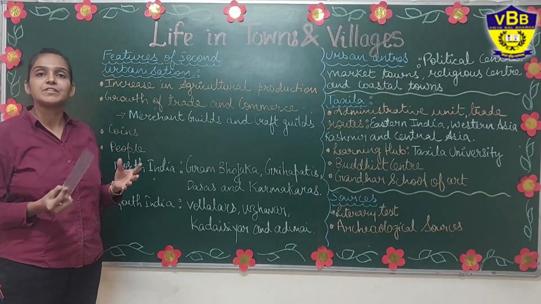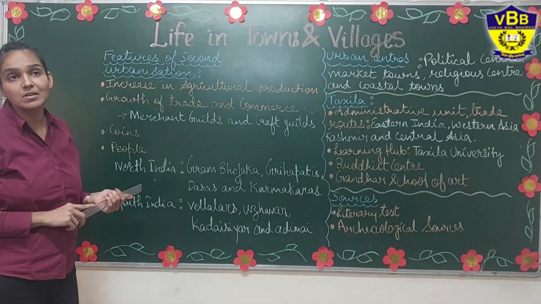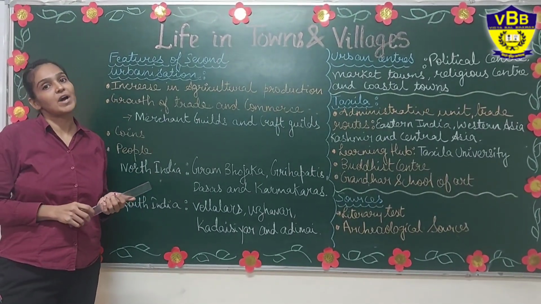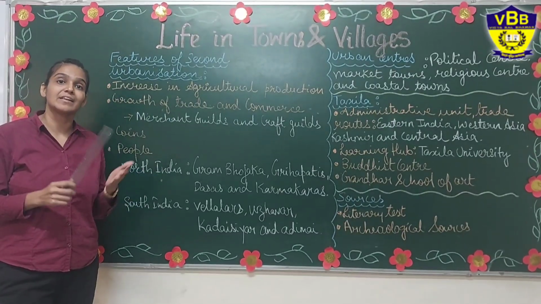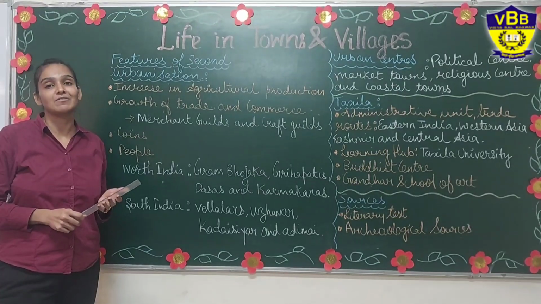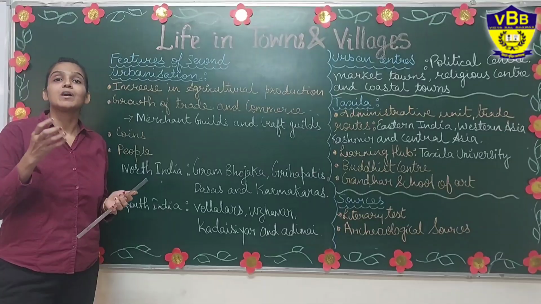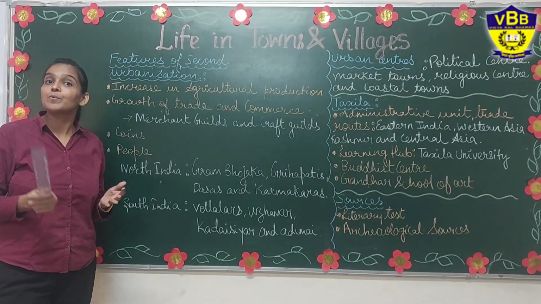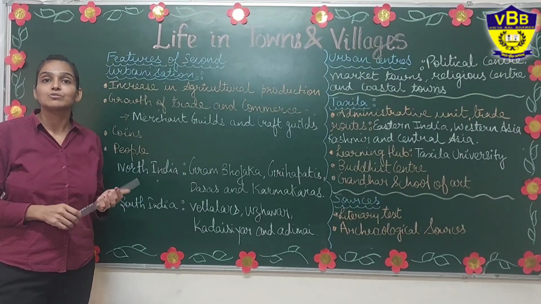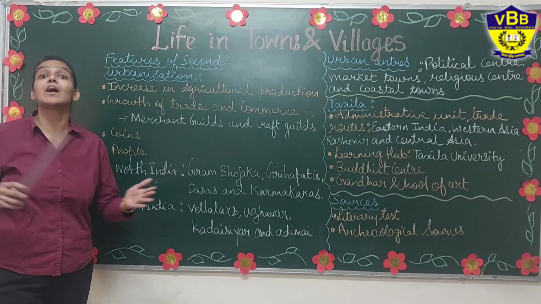So there are different features of second urbanization. First feature is increase in agricultural production. With the discovery of iron, more and more tools were made out of iron and they were used at large. Iron axe was made, it was used to cut the trees and clear the land for cultivation. There was some land which was earlier considered unfit for cultivation. Now the iron plowshare was made which was able to till the hard soil also, clay soil also. So now these lands were made fit for cultivation. So there was a large land area under cultivation.